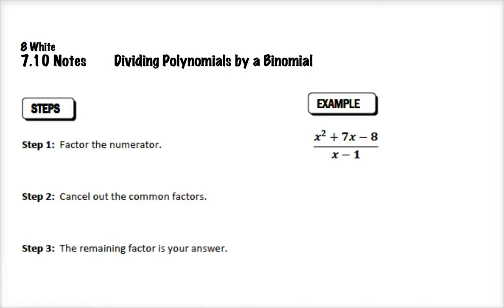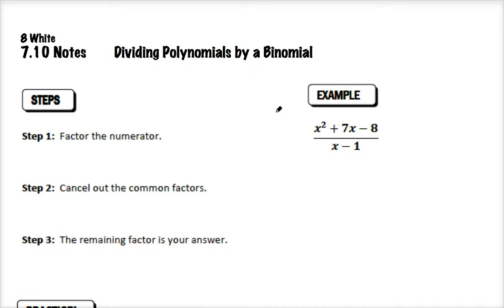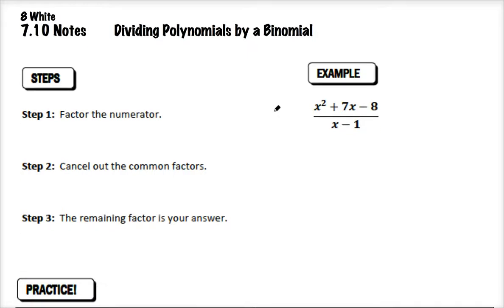Hey there guys, this is our last video in our unit over factoring, and in this video you're going to learn how to divide polynomials by a binomial. This is going to be pretty easy if you already know how to factor because it just involves factoring and then canceling some polynomials out. So there's a three-step process for this, and I've given you an example here above.